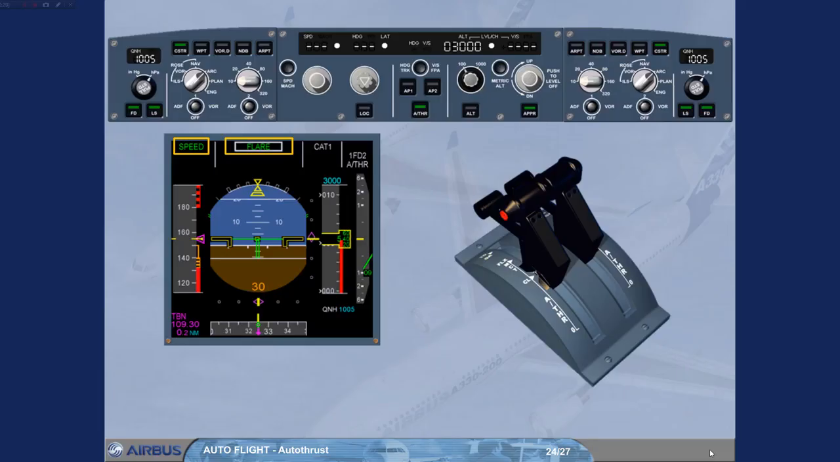Note, if he does not do so, the autothrust will increase thrust to maintain the speed. A retard auto call-out comes up at about 20 feet as a reminder to retard the thrust levers. Click on the thrust levers to set them to idle.